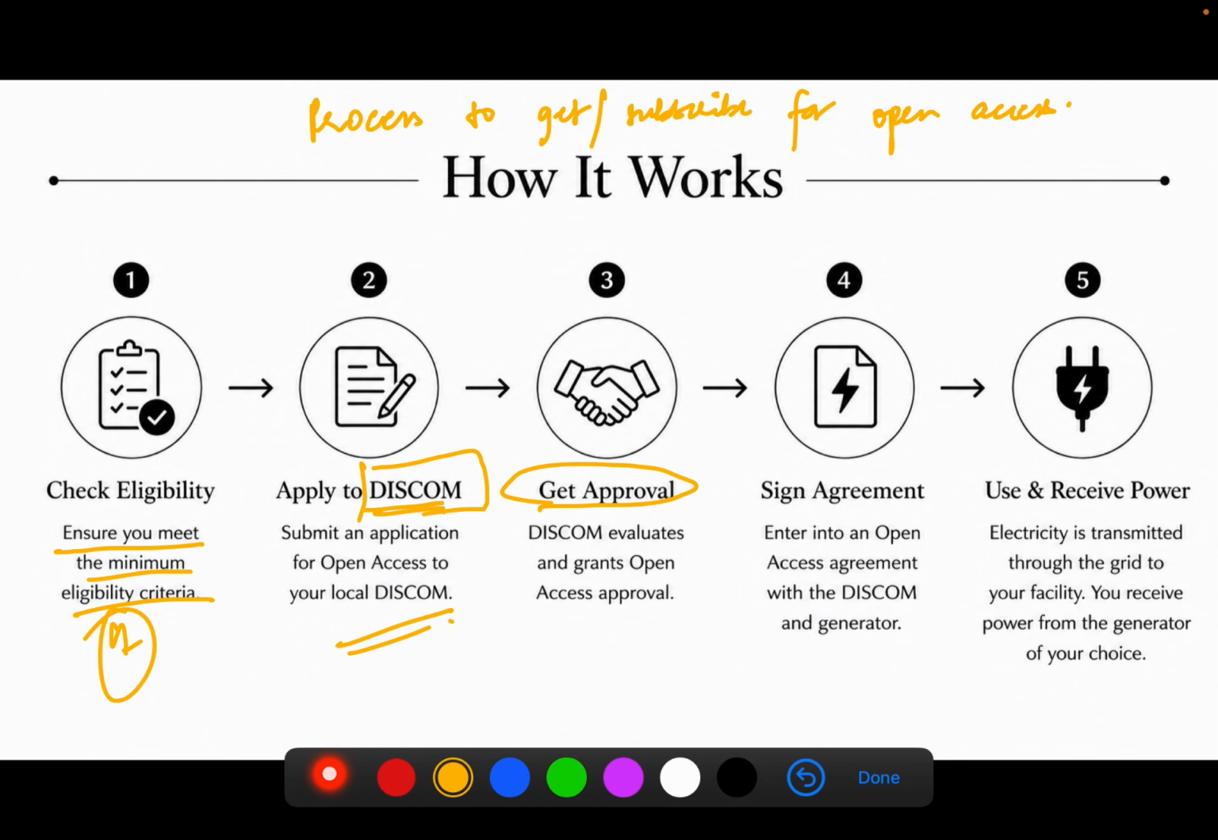Once we get approval, then we can sign an agreement. How do we get the approval? The discom evaluates our application and grants approval for the open access. Whether we are eligible or not, we can check that later on. After getting approval, we sign the agreement. We enter into an open access agreement with the discom and the generator. And as you can check in one of my videos on PPAs, similarly here also the agreement will include pricing terms and payment protections.